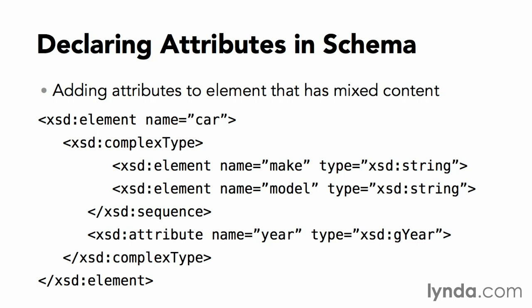Now, this is an important point. The attribute declaration has to go after any of your sequence or choice or all definitions inside your type. If you recall back to the element part of this chapter, we talked about how to declare elements that have certain types of sequences or choices inside them. And attribute definitions have to go after those tags.